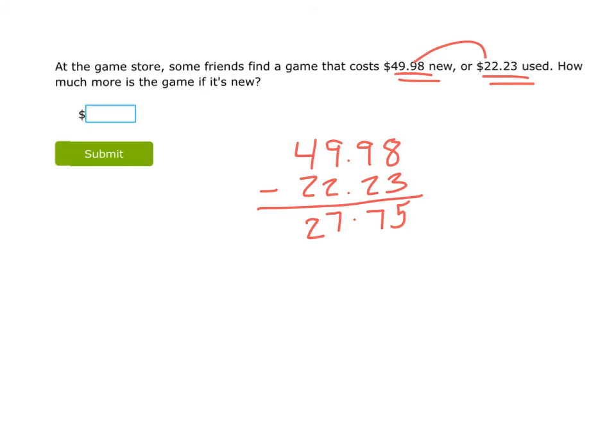So if you bought it used, it's $27.75 cheaper. In this case, how much more is the game? Still the same answer. So over here I would put 27.75. So if I buy it new, it's $27.75 more expensive than if I bought it used. Good? All right, one more of these.